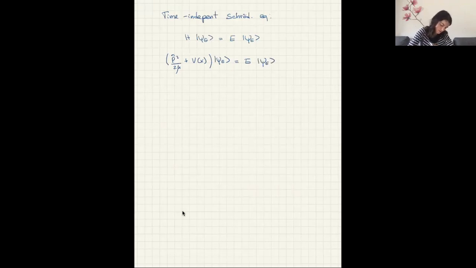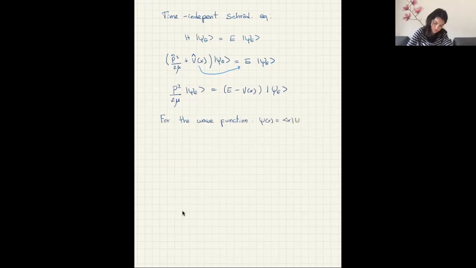Okay, we'll move this to the other side. So we get p squared over 2 mu psi_E equals E minus V of x psi_E. And if I wanted to be precise, I could put the hat there, and then here we no longer need the hat. Very good. So now let's apply this to the wave function. Let's just remember what the wave function is. So phi of x is just <x|psi>, so that we can write psi as the integral dx psi of x |x>. So it's just the function that gives us the coefficients for different position eigenstates.